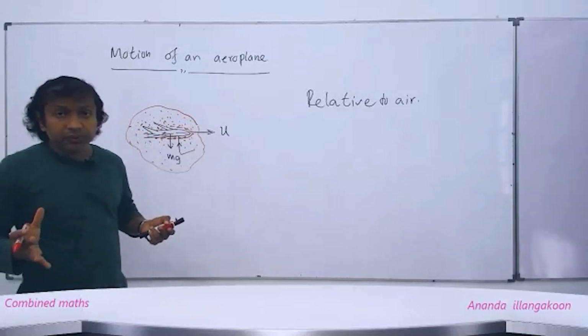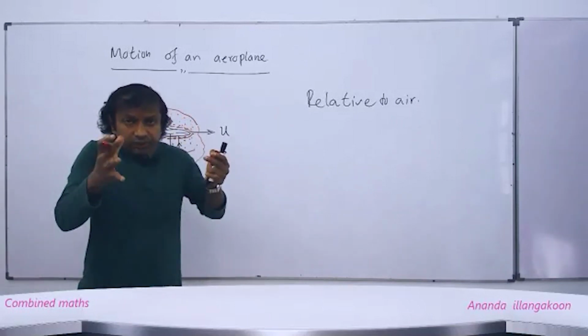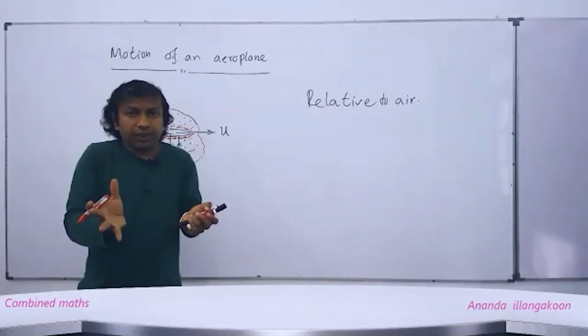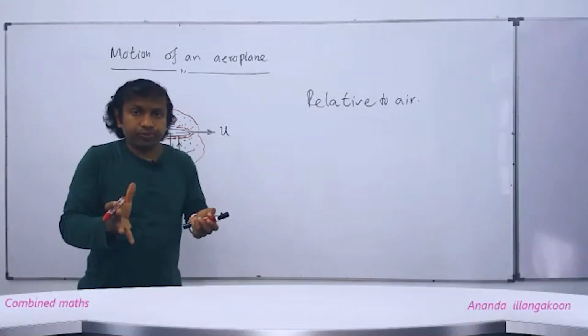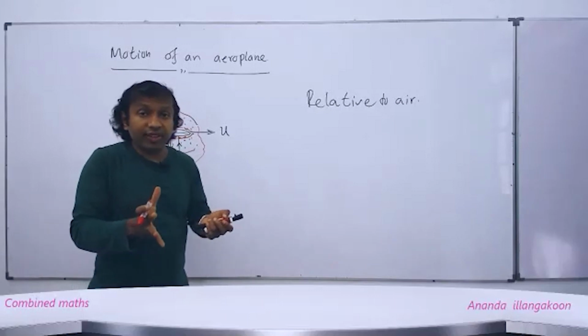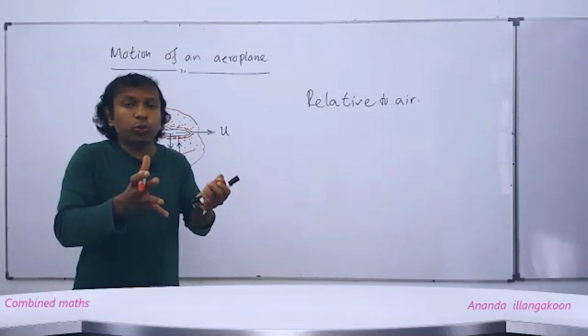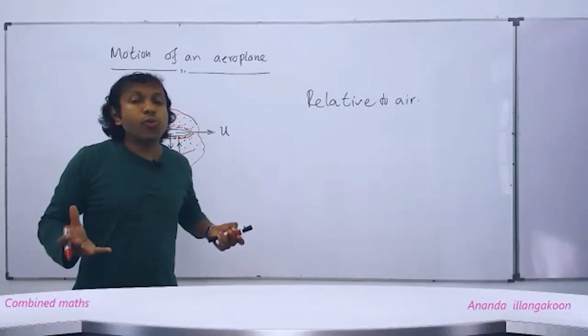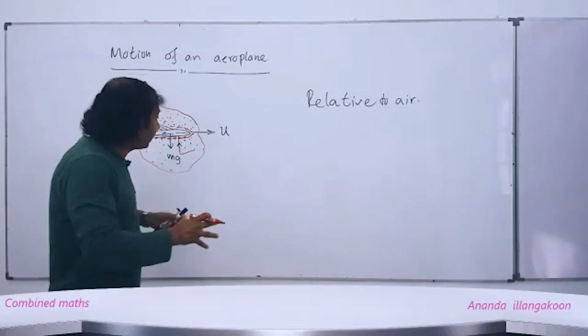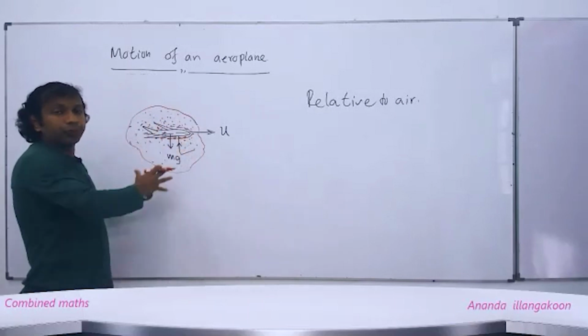Now suppose this air, this system of air particles, begins to move. That is the one we identify as wind. These air particles begin to move. That means wind is blowing.